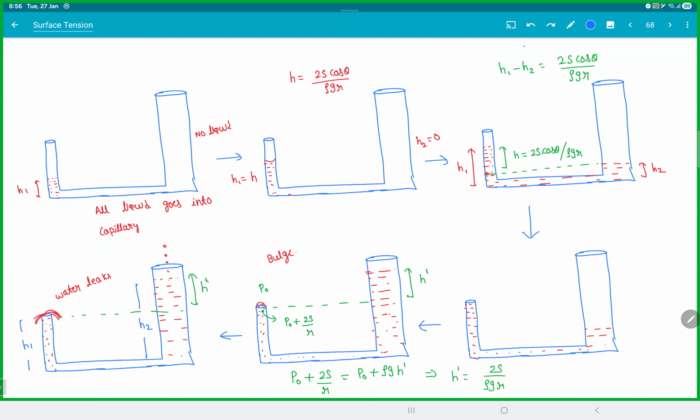Then H2 will start increasing and it will not overflow when the height becomes same. The height has to exceed the initial height so that you get a bulge. So this bulge is not pulling anymore, now it is actually pushing the liquid inside. And that bulge will pop when the height is 2S by rho gR. Once you exceed this H2, h dash, the water will start coming out. So you're done with the question. Please have a look at this whole page. Now we have to draw the graph. That's a different thing. But first, the understanding thing.